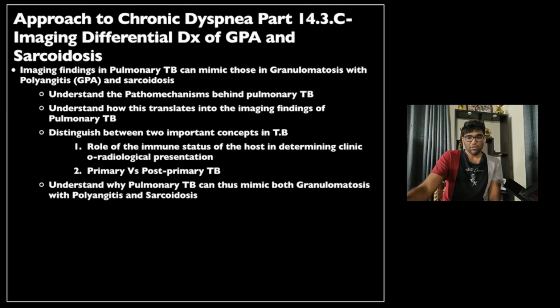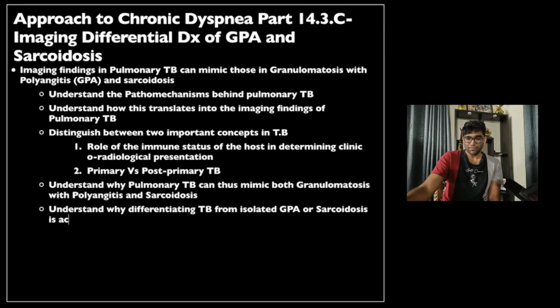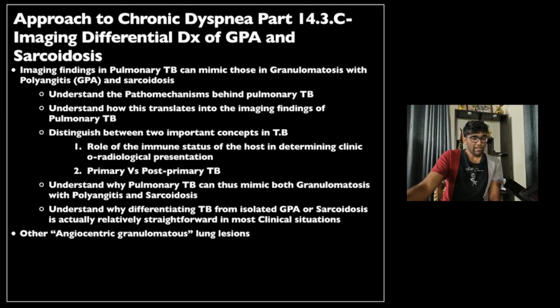We'll understand why pulmonary tuberculosis thus mimics both granulomatosis with polyangiitis and sarcoidosis. Finally, we'll understand why differentiating TB from isolated GPA or sarcoidosis becomes relatively straightforward in most clinical scenarios. We'll end with a brief discussion on angiocentric granulomatous lung lesions.